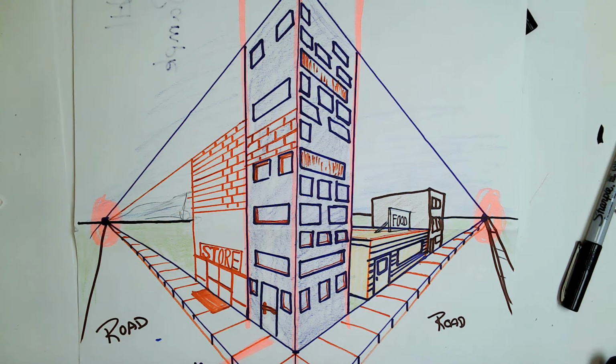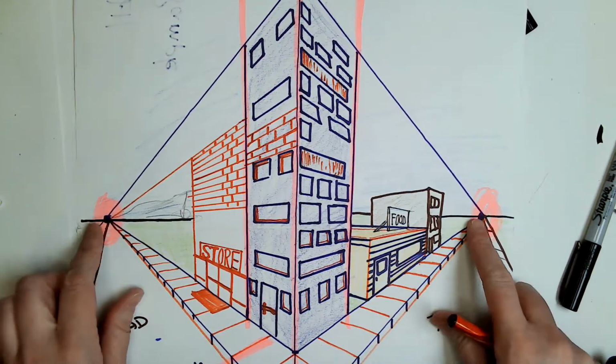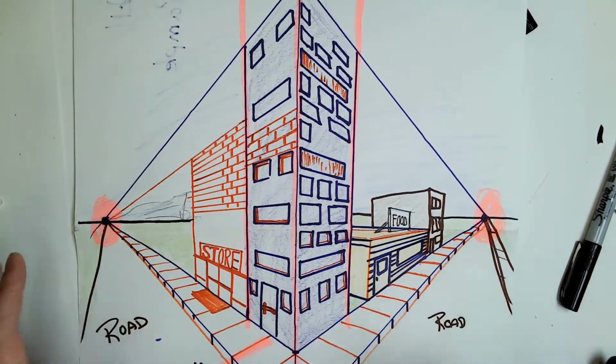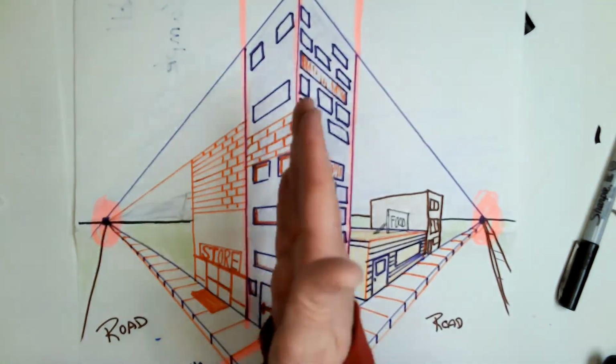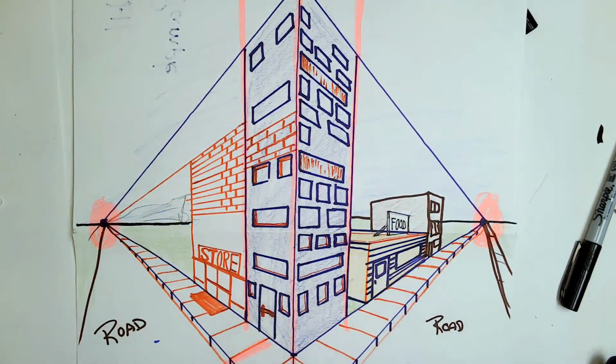Hello, today I'm going to show you how to draw a two-point city picture, and in this we have our two vanishing points. One is on the right and one is on the left on the horizon line, and then we'll always start off with vertical lines, and it will go from this side to that side, and then you'll add in your windows and your siding.